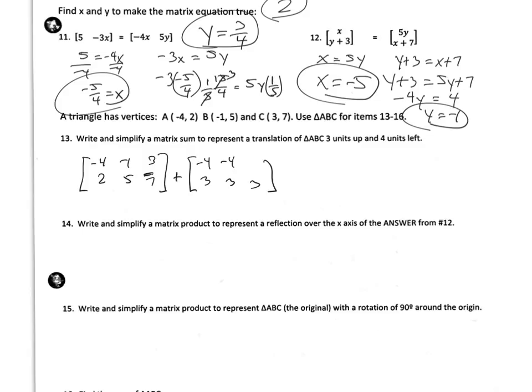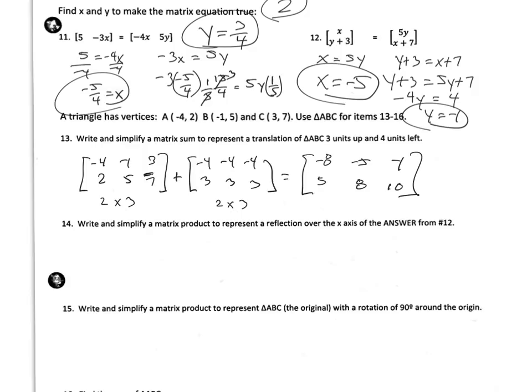The idea is that you make your matrices be the same dimensions. If we're adding or subtracting, if that's 2 by 3, you must also make another 2 by 3. It just says to write and simplify a matrix sum. It does not say write these as coordinates. So we'll just simplify this a little bit. And then the last one is negative 1, 10.